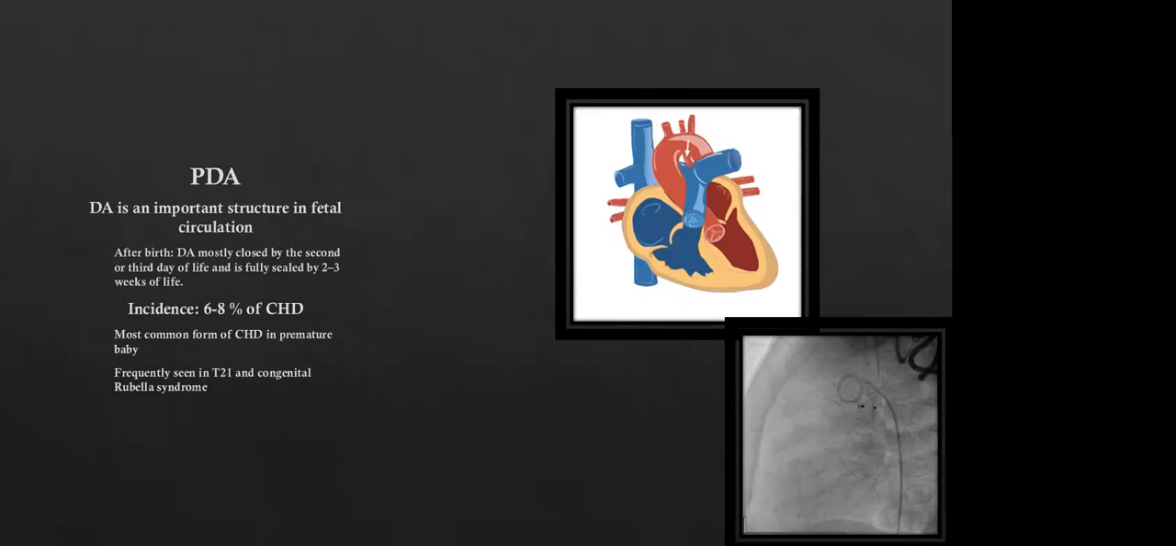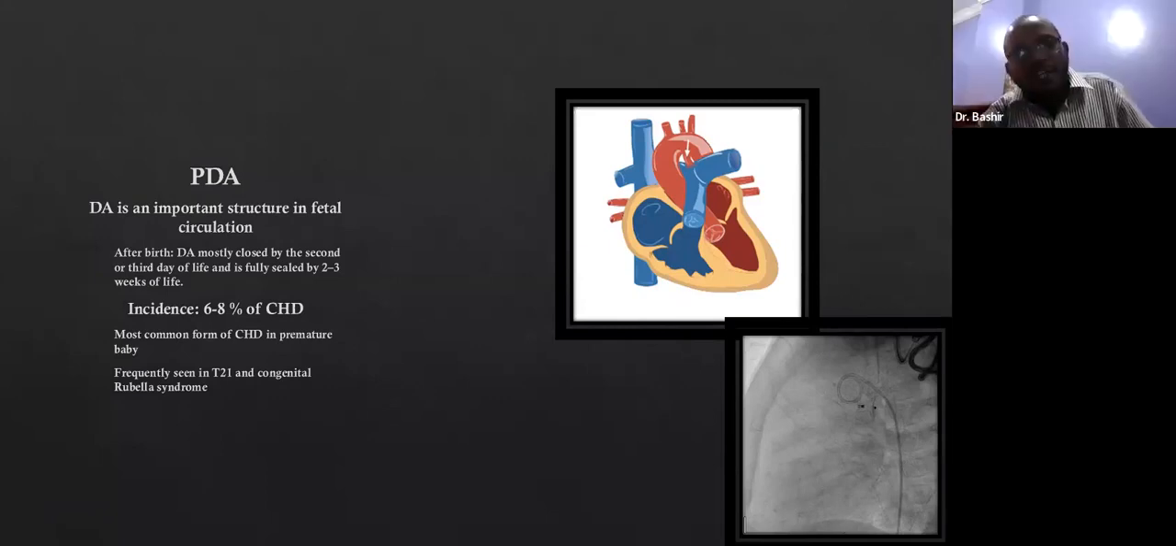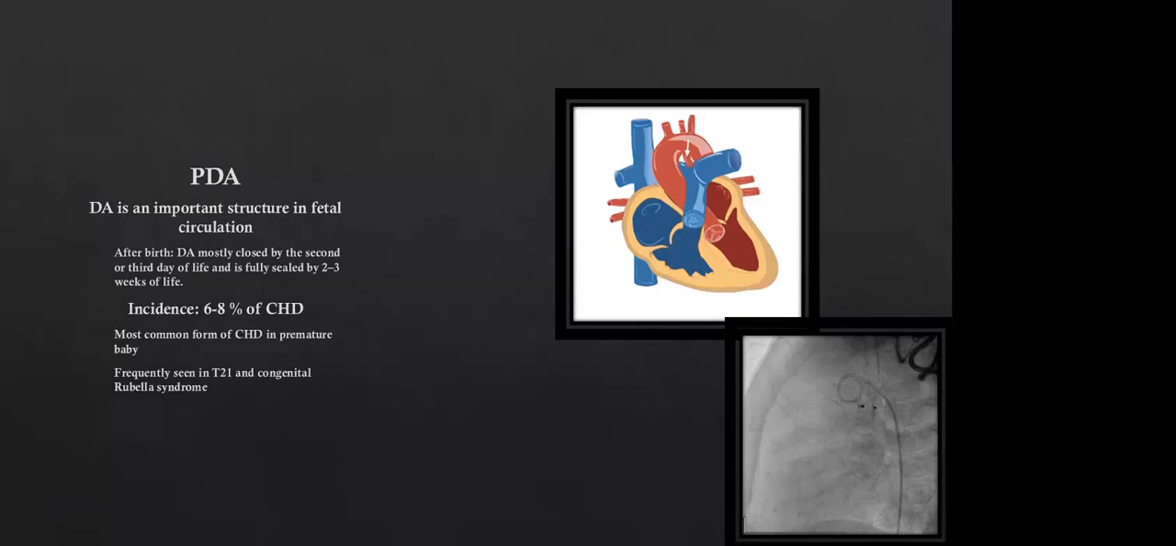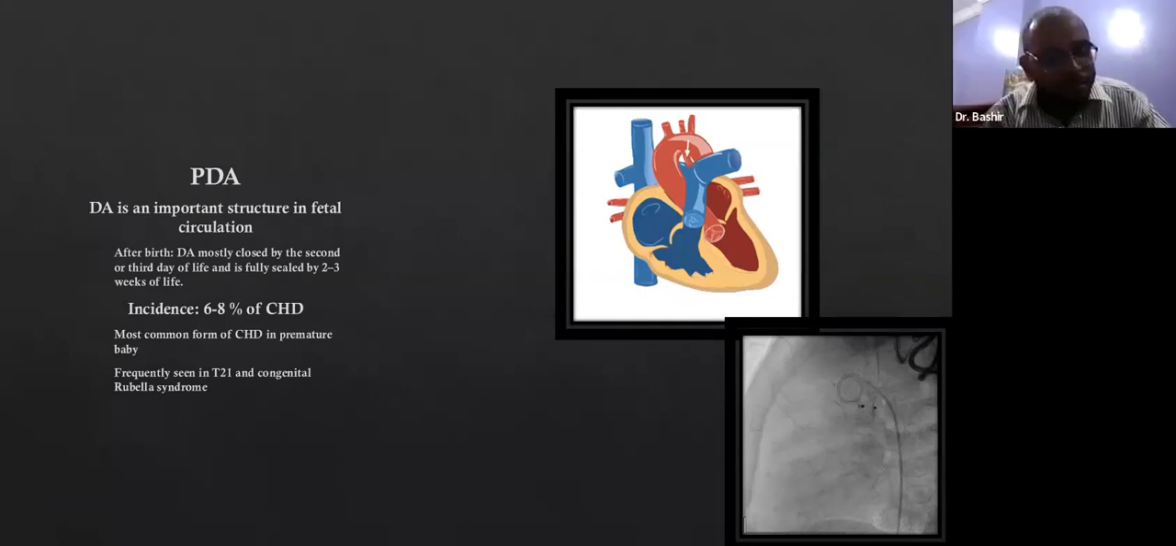The PDA is needed in left side lesions like coarctation of the aorta or interrupted aortic arch, and if the prostaglandin is not given, the child will present with shock like sepsis and like metabolic disorder. So metabolic disorder and sepsis are differentials of obstructive left side cardiac lesion.